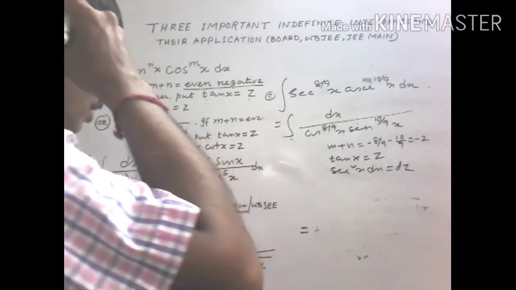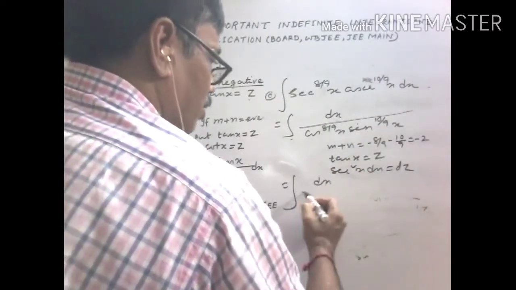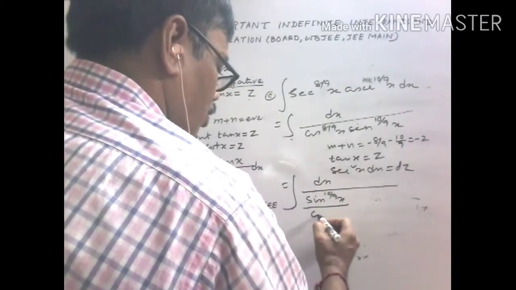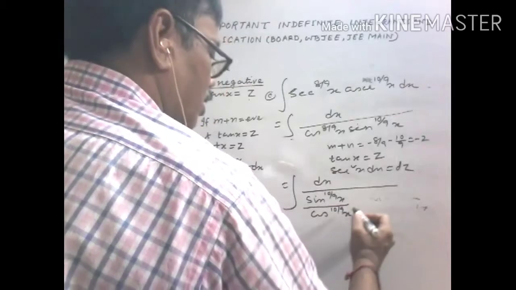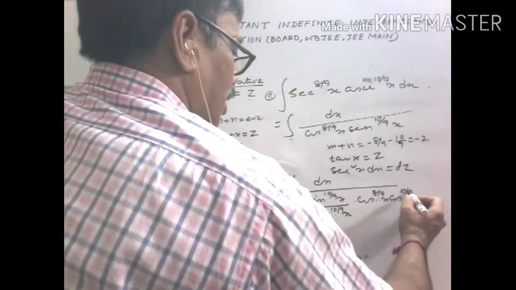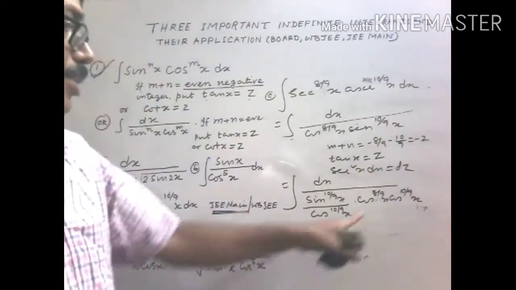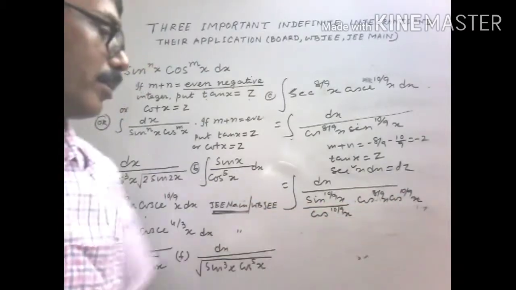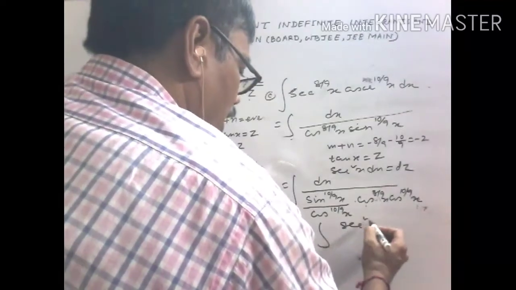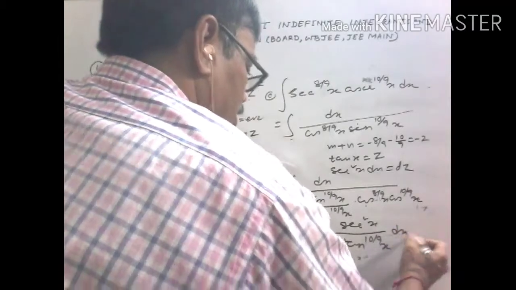Now look, we have to express this sine in terms of tan. So this step is to be noted. Sine to the power 10 by 9x by cos to the power 10 by 9x, and cos to the power 8 by 9x into cos to the power 10 by 9x. So it is balanced, and now this is sec square x. This one is a very simple problem. So sec square x, and this is tan to the power 10 by 9x dx.